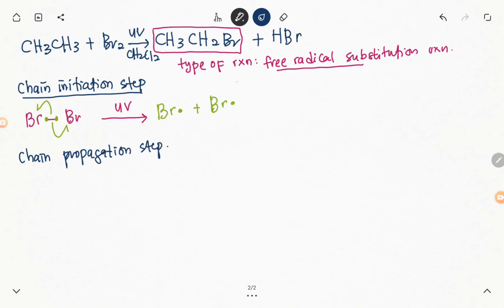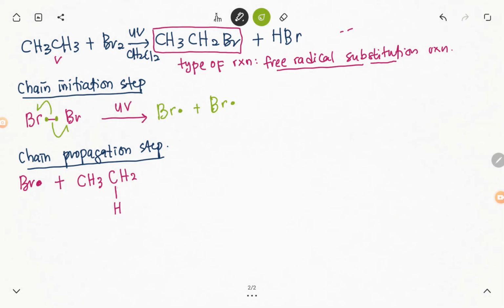Okay. The chain propagation step involves the bromine free radical attaching to the organic compound, which is the alkane. So what happened? The process is substitution. This means one hydrogen atom is removed and then replaced by one bromine atom. So therefore, we draw CH3CH2, and I show the bonding pair of one of the hydrogen atoms. You must show the process using a half-headed arrow.